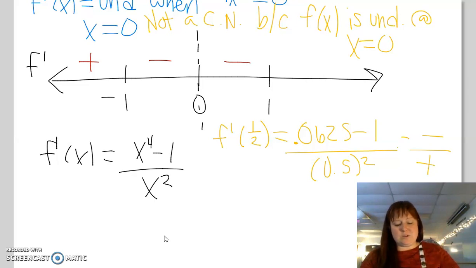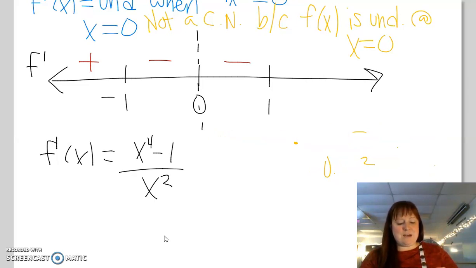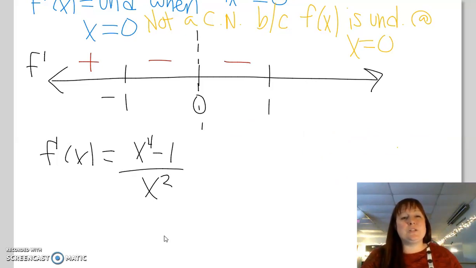Just because it's a critical number or a domain restriction does not mean that it's a relative max or min. That's why we do this. Otherwise, you could just find all the critical numbers and be like, bam, relative extrema. But sometimes we have functions where their critical numbers and domain restrictions are not relative extrema. So last but not least, let's find what's happening on the other side of 1.